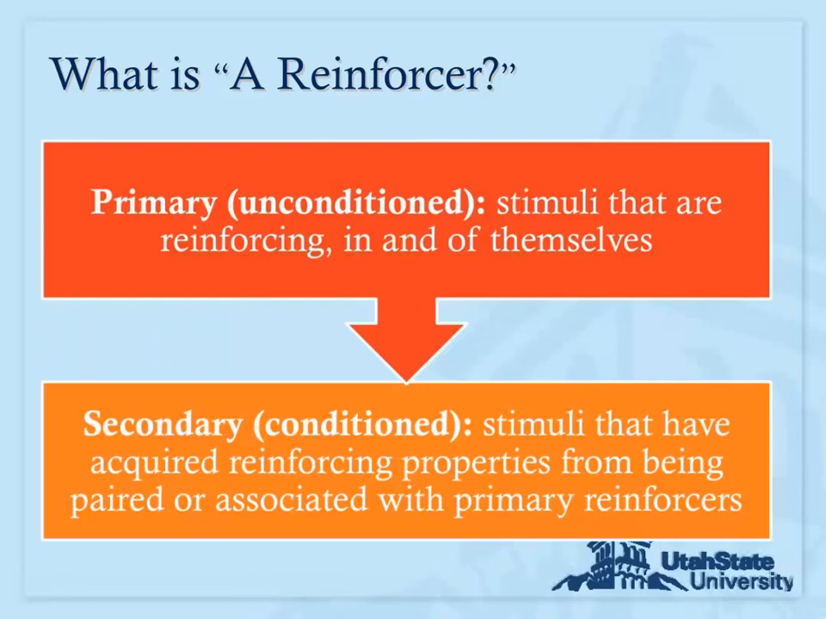Reinforcers can usually be broken up into two different groups. The first is what is called primary reinforcers. These tend to be common amongst all humans. The other type of reinforcement is called secondary reinforcement. These reinforcers acquire their reinforcement power by being paired and associated with primary reinforcers.